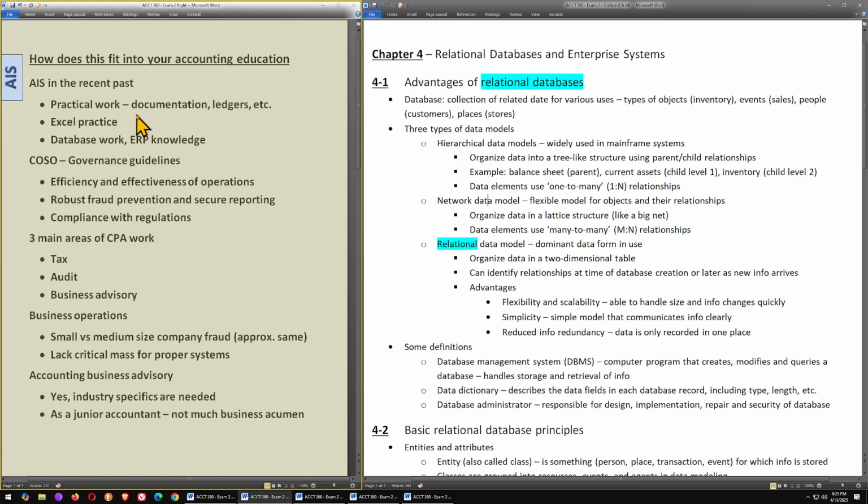And so what are we trying to do? We look at business modeling, we look at some database work, some ERP knowledge, and we talk a little bit about internal controls towards the end of the chapter. So it's a bit of a hodgepodge, but I want to frame it for you, at least my best guess, because I don't think the textbook does a good job of drawing out how this fits. And that's the title of this first part: how does this fit into your accounting education?